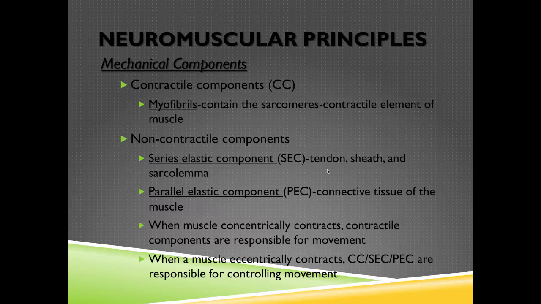So the neuromuscular principles of plyometrics, first the mechanical components. We have the contractile components, which are the muscles, the myofibrils, which contain the sarcomeres, which are the contractile element of the muscle. So remember the diagram of a muscle, it's basically a cord inside of a cord, inside of a group of cords, and so it's the myofibrils that are the basic element of those cords, and it's the combination of those cords that make up the muscle unit.